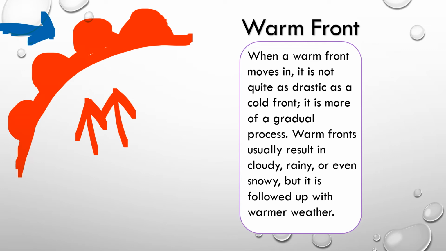The next one I'm going to be talking about is a warm front. Warm fronts are a little more gradual. They're not quite as drastic as cold fronts. They usually result in cloudy, rainy, or even snowy weather, but are usually followed up with warmer weather. So, for example, this week we had 50 to 40 degree weather, and on Sunday today we are having 70 degree weather. So it was a little bit of a slower pace than what happens when we get a cold front.